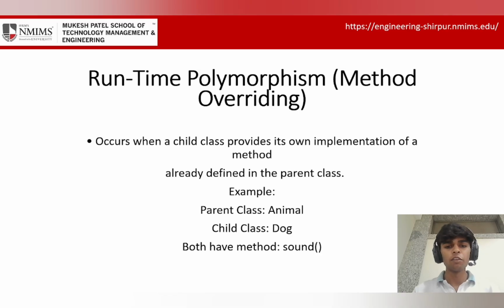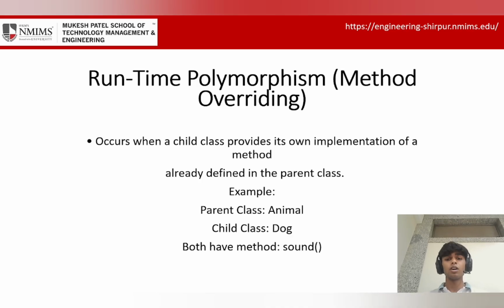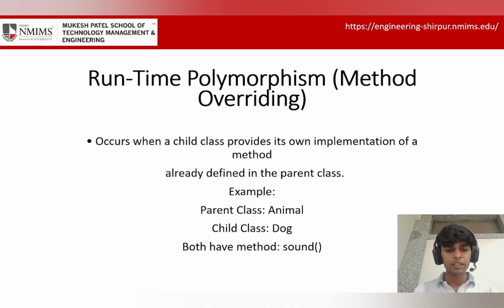Now let's move to runtime polymorphism, which is achieved using method overriding. This happens when a child class provides its own implementation of a method already defined in a parent class. For example, taking animal as the parent class and dog as a child class, they both have the method sound, but the behavior is different.